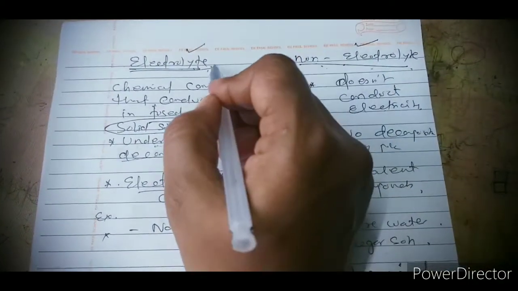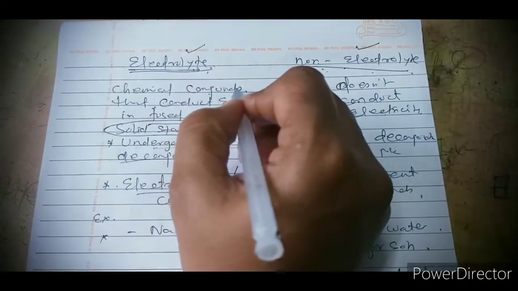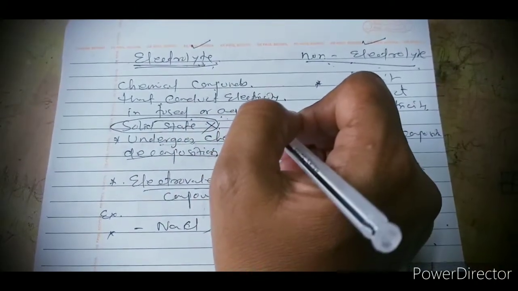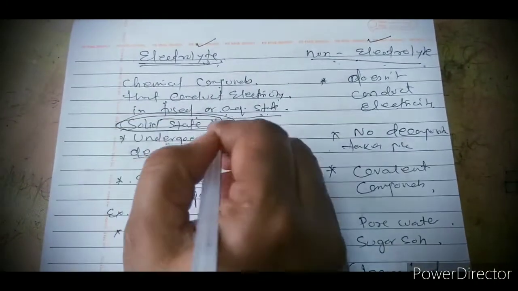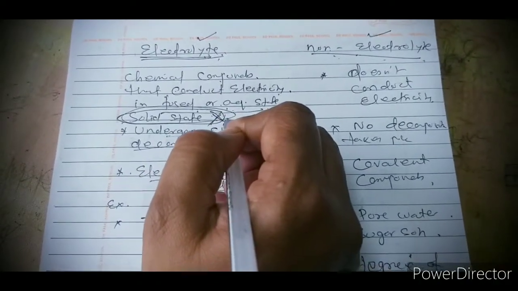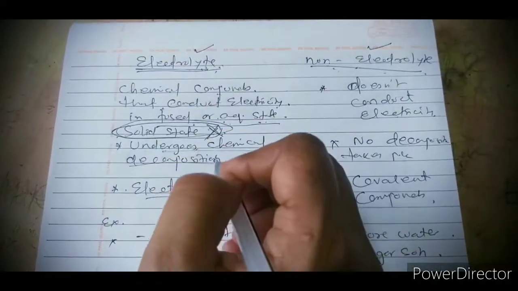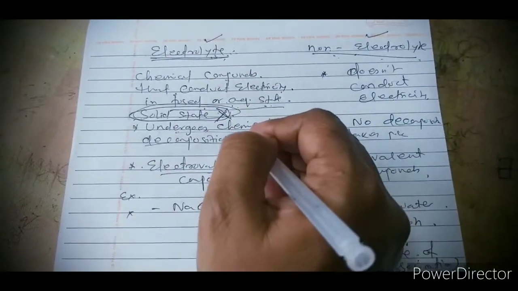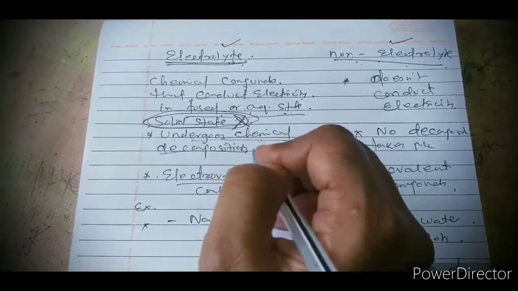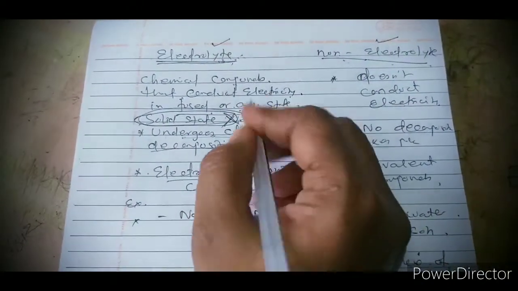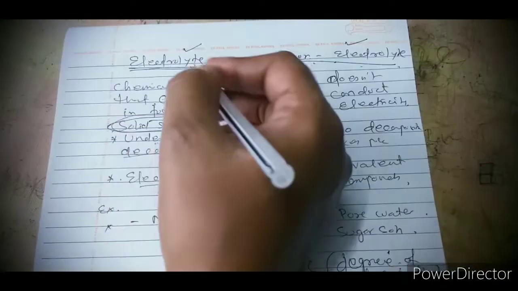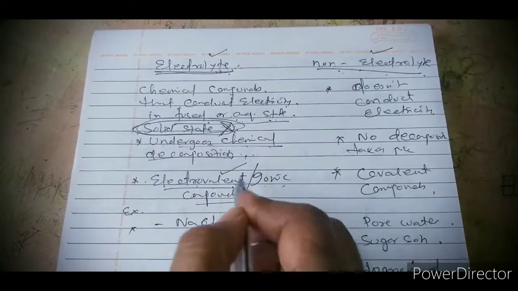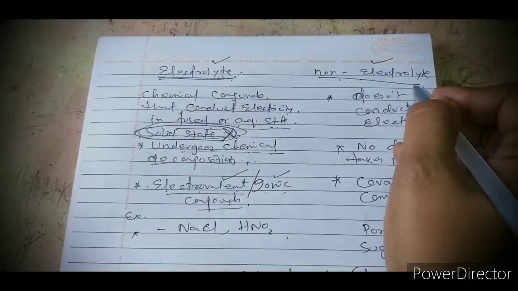The electrolytes are the chemical compounds that conduct electricity in the fused or aqueous state. We cannot take them in the solid state. Solid state is a big no. And an electrolyte undergoes chemical decomposition. Remember, in the chemical bonding chapter we were discussing the substances which will conduct electricity. Those are electrovalent or ionic compounds. They conduct electricity.